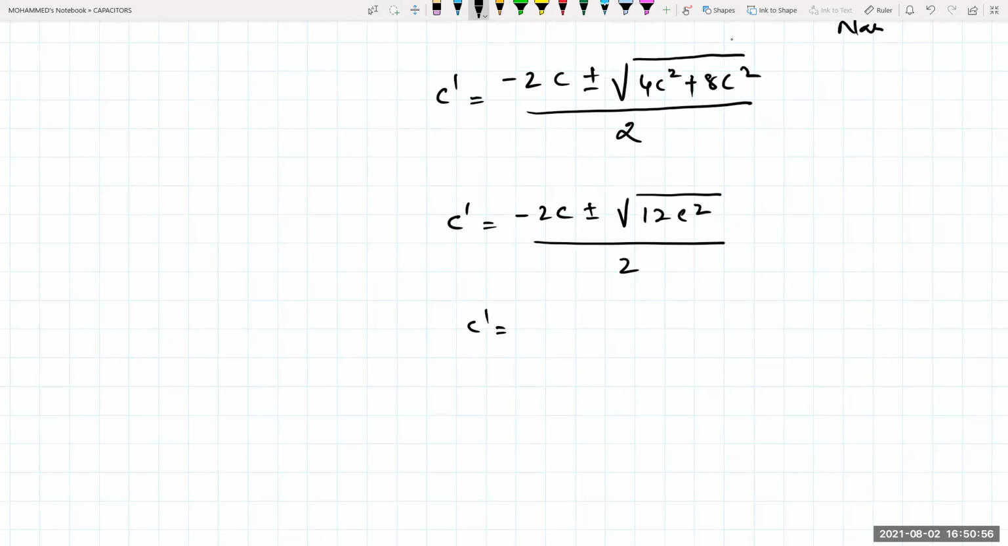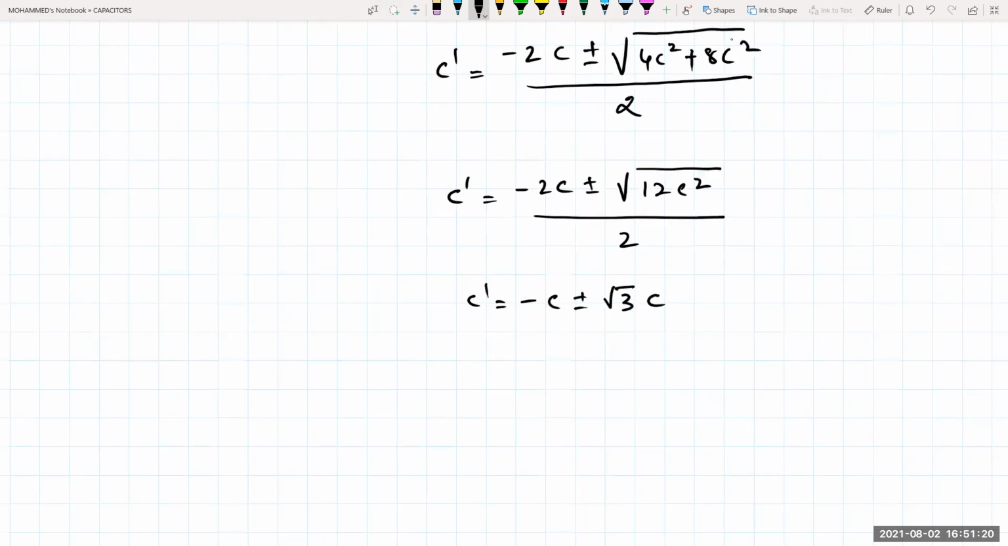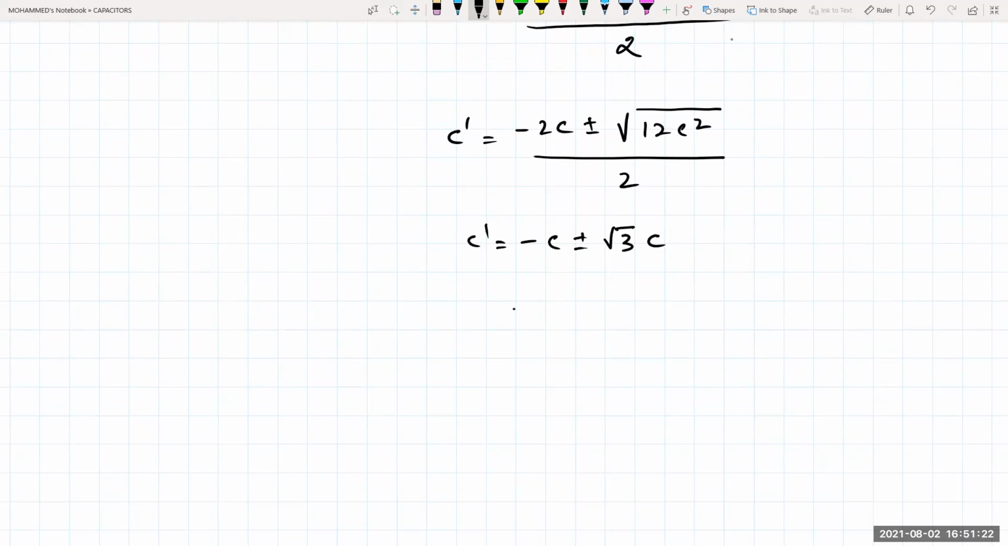So C' will become minus 2C divided by 2, isn't it? So this will become minus C', plus or minus, this will be equal to root 12C. So this will become 2 root 3 into C, because 4 I'm taking under root, so it will become 4 into 12. Since it is going to be negative, C' is equal to root 3 minus 1, into C.